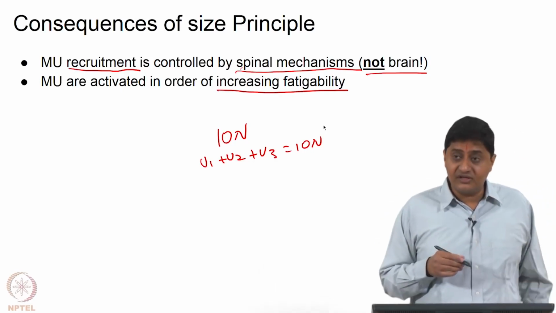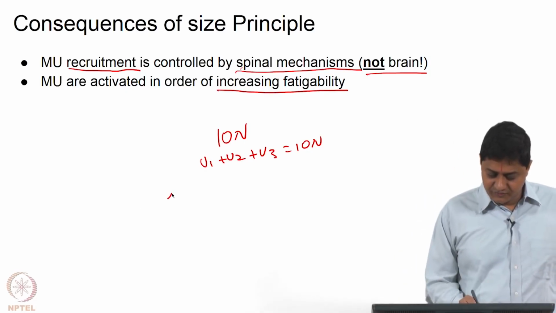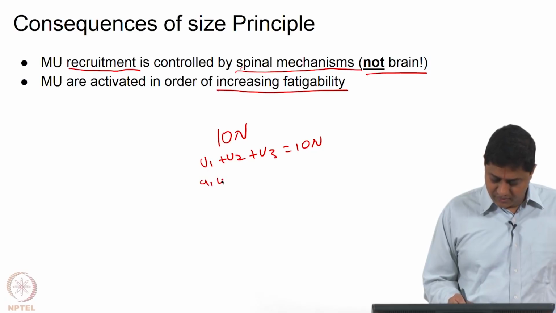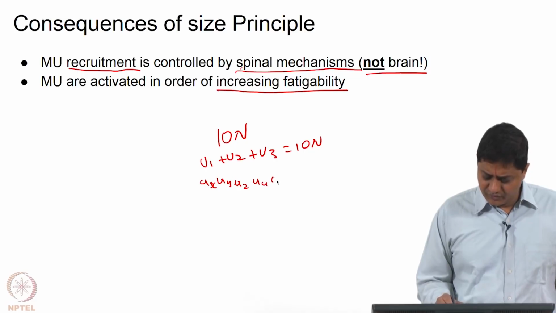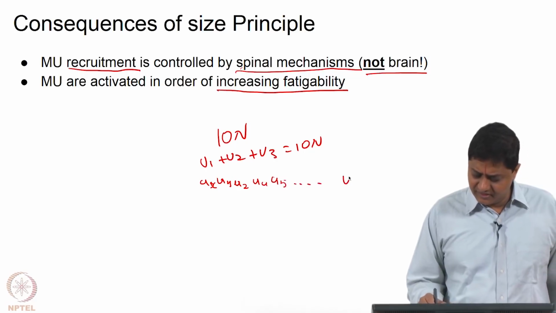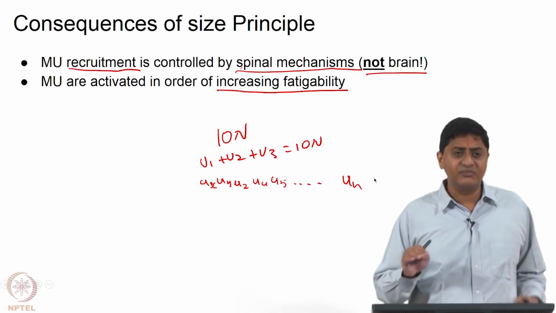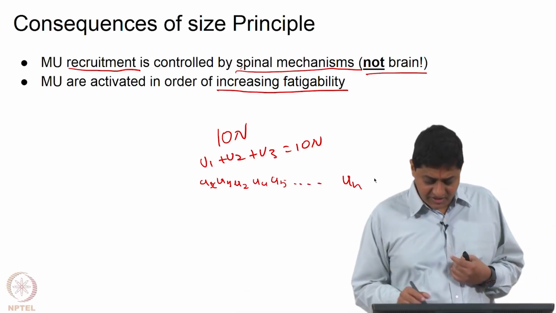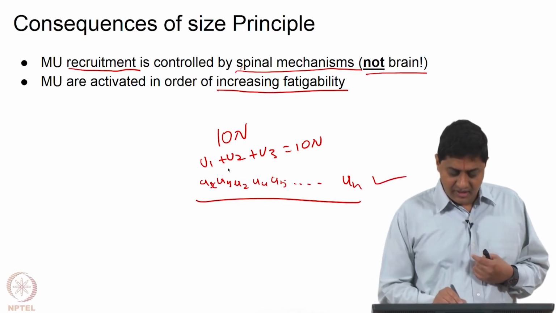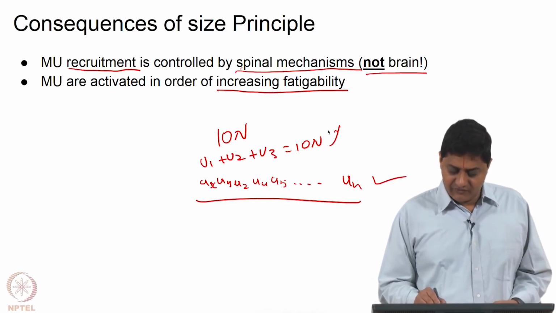Or I have small mu's, let us call these u1, u2, u3, u4, u5, lots of these until un, a very large number of small motor units. Which one will be chosen? That is the question. It turns out that this one will be chosen against this one will not be chosen.